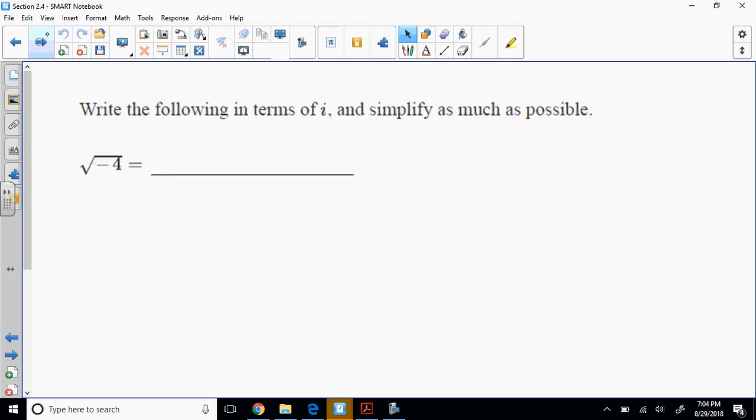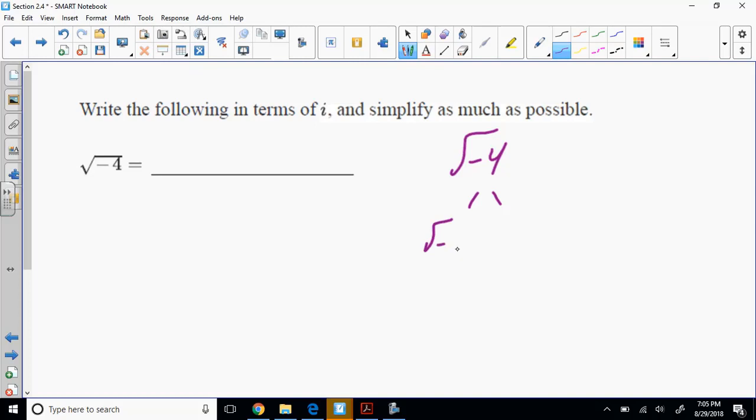Here we go. All right, so write the following in terms of i and simplify as much as possible. Well, what I said was we're going to rewrite the square root of -4 as the square root of 4 times the square root of -1, right? And I told you that the square root of 4 is what? 2. And then the square root of -1 is nothing more than i. So that's what it basically boils down to. So that would be 2i.